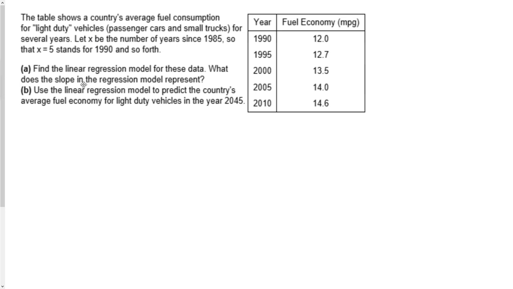All right, in order to do a linear regression, we're going to take a look at the example problem from the book. Here we're given input values, the years since 1985, and the output is the fuel economy for that year. First, we need to represent the year in terms of x values since 1985. So 1990 would be an x value of 5.